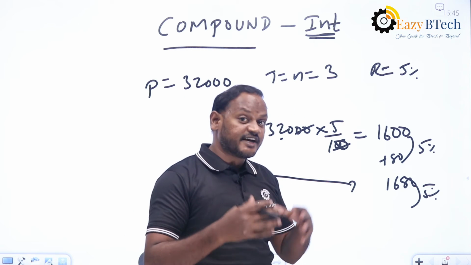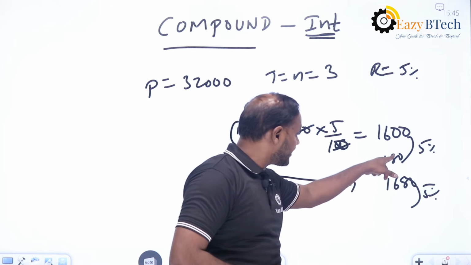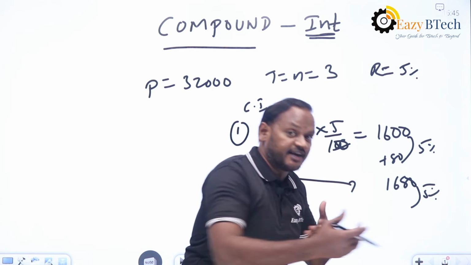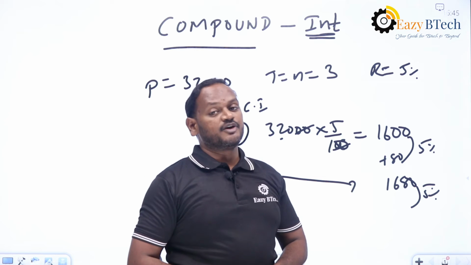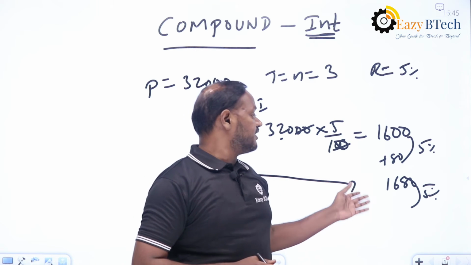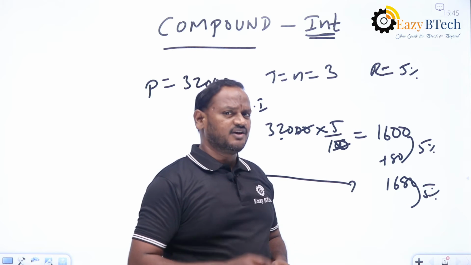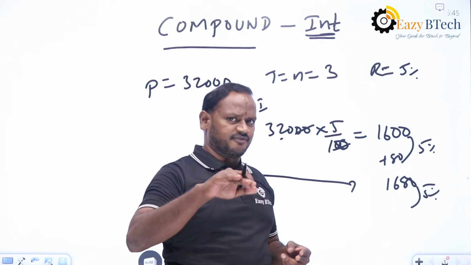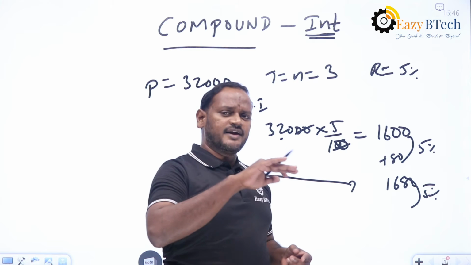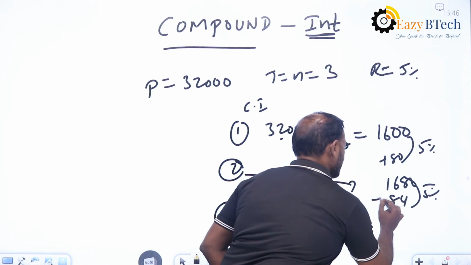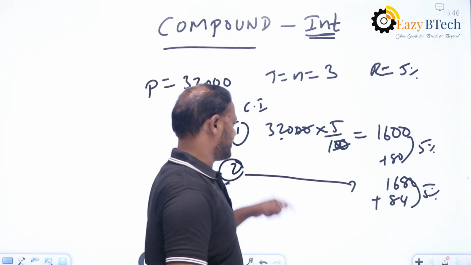1680 is what? Second year interest including 80: 1600 first year plus 80 should be added. That becomes second year interest 1680. Again we need to go for the 10%, which is 168. Make it half. 168 is there, right? You need to make it half: 160 half is 80, plus 8 half is 4, so 84. Yes, we got 84 rupees extra for third year.